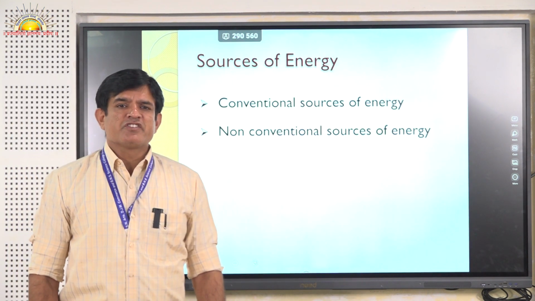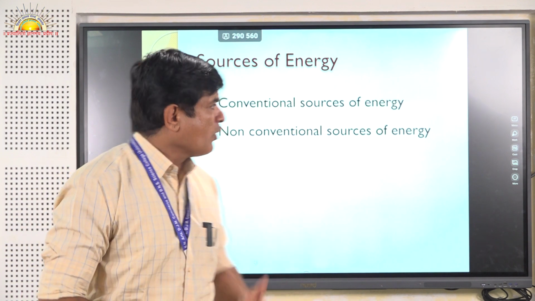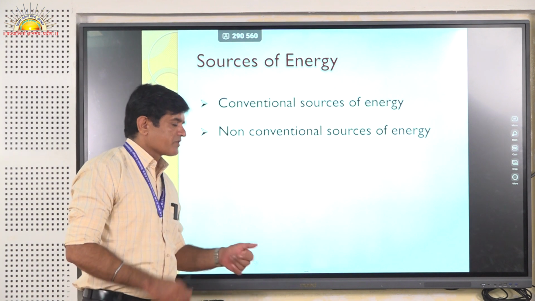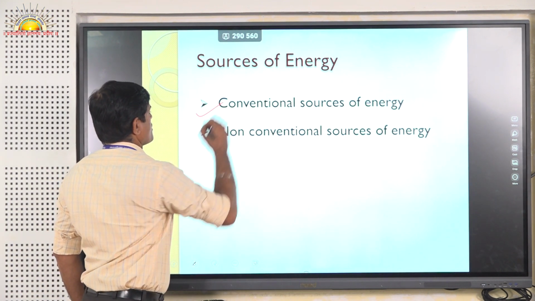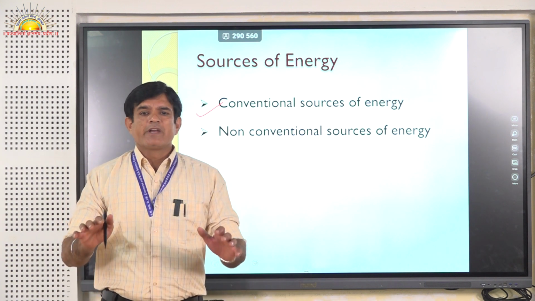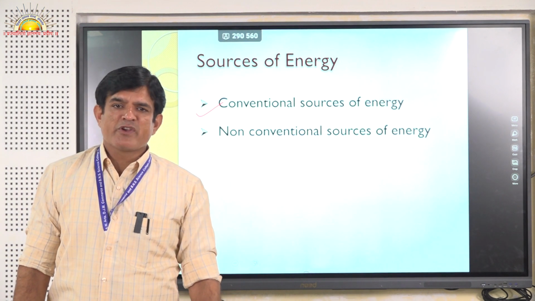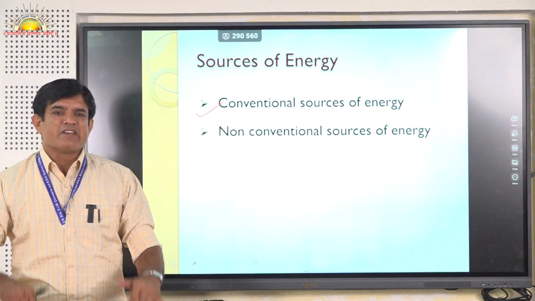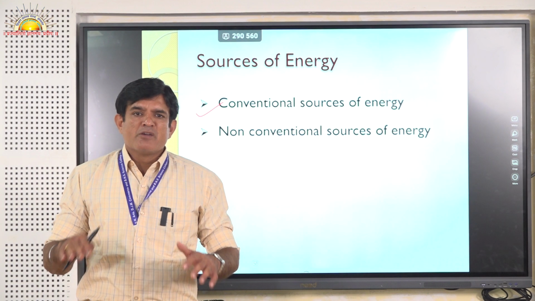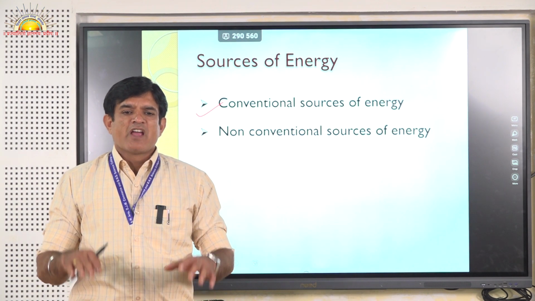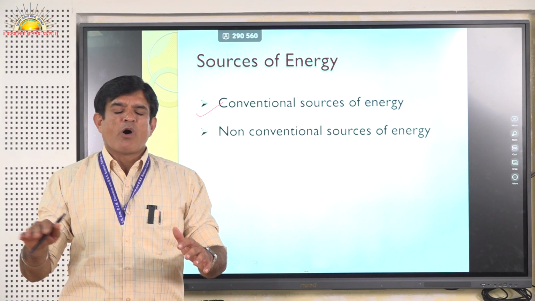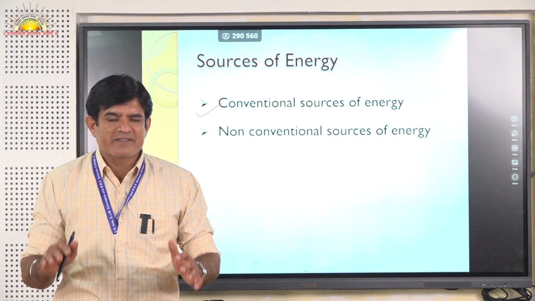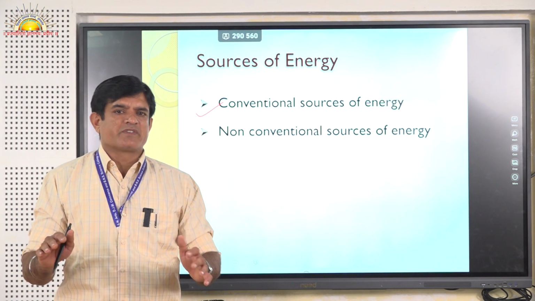Now sources of energy are divided into two groups. One is conventional energy sources, another is non-conventional energy sources. Those energy sources which have been used anciently till date are called conventional energy sources. And those energy sources which exist in nature, but right now there are limitations on conventional energy sources, and therefore we are switching to non-conventional energy sources. Such energy sources are called non-conventional energy sources.